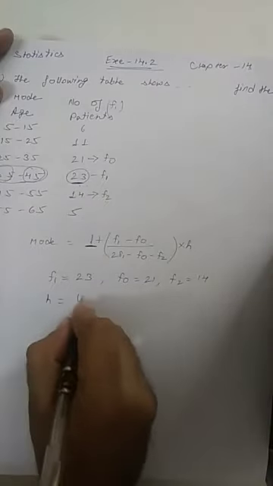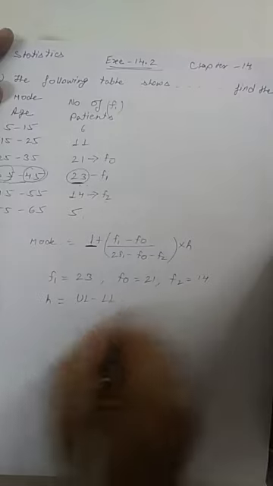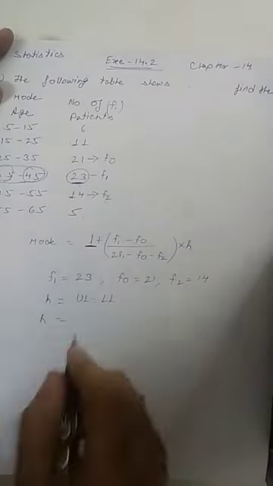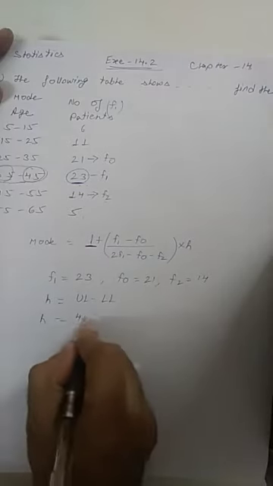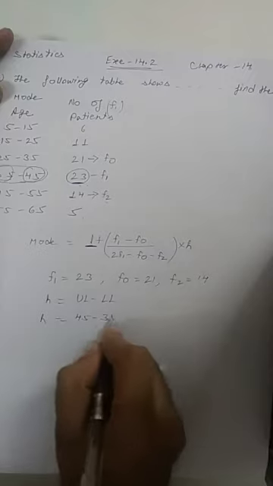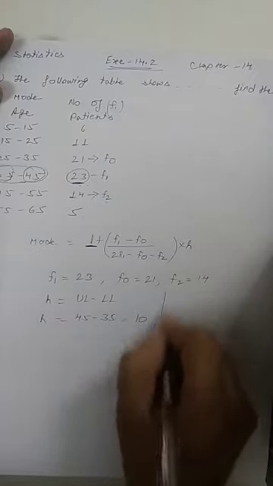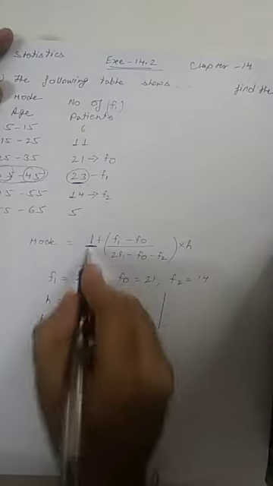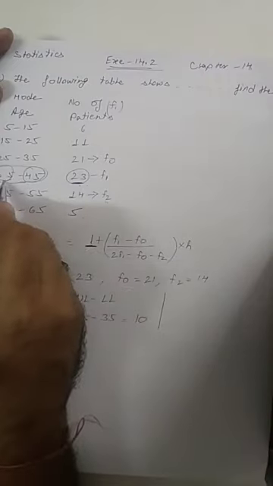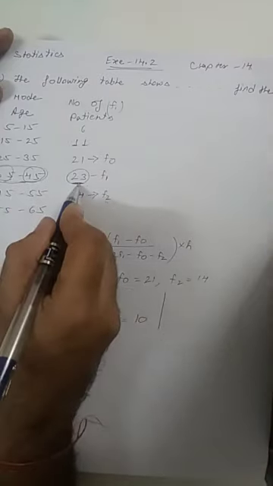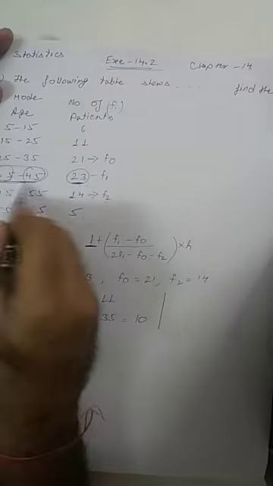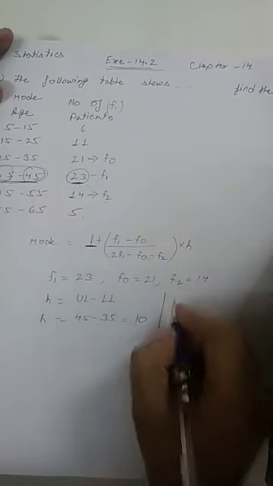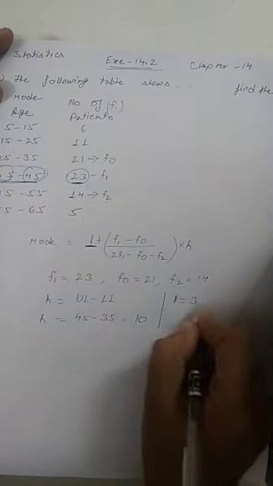H is equal to upper limit minus lower limit. So H is 45 minus 35, which gives 10. Similarly, what do we want? L, the lower limit. Because 23 is the maximum frequency, we take this interval's limit. So L is equal to 35.